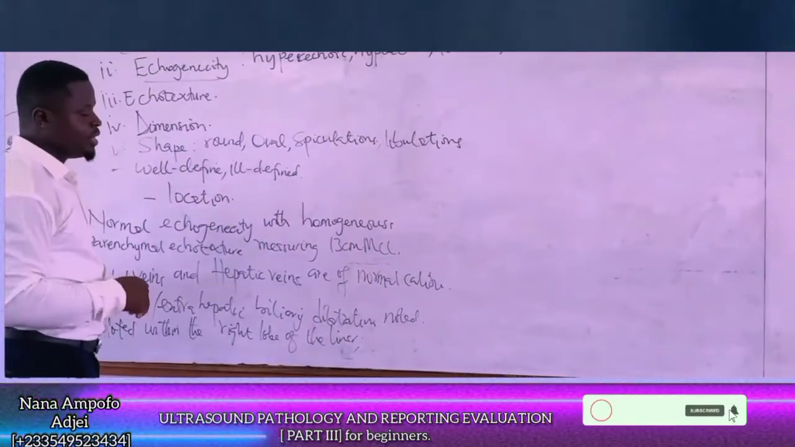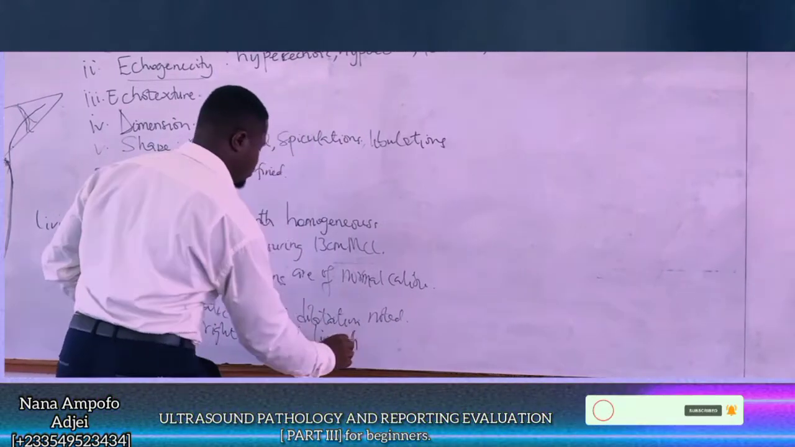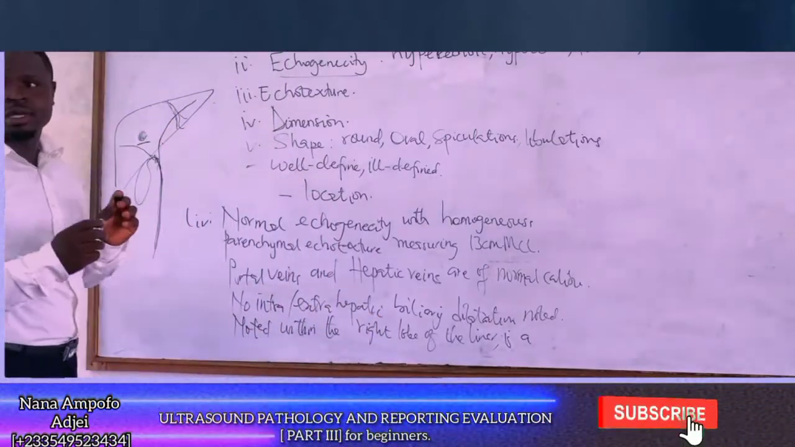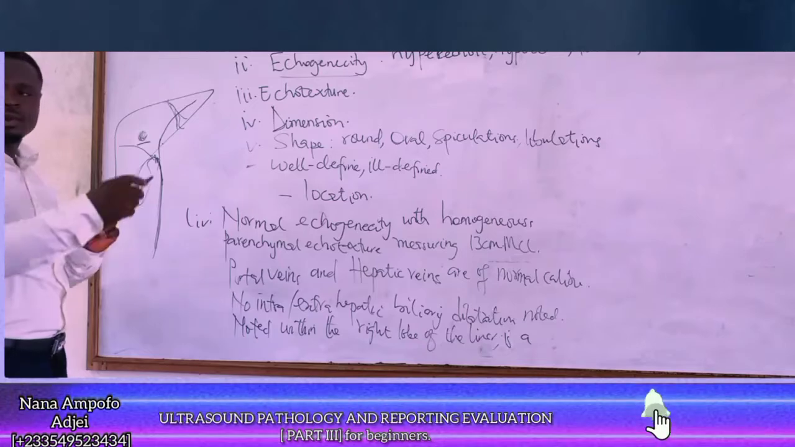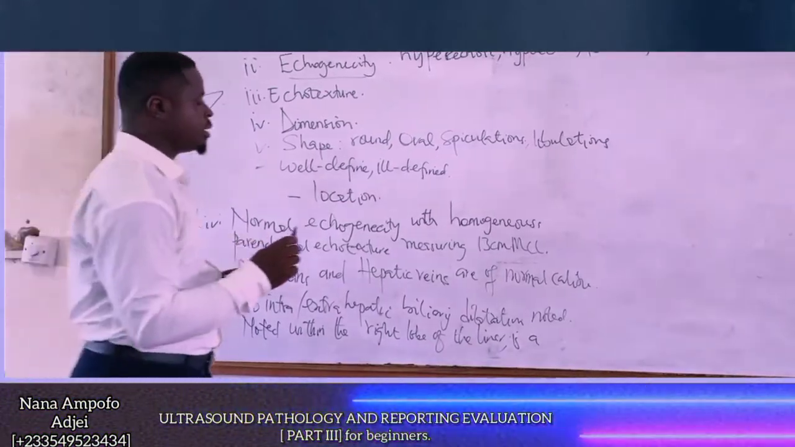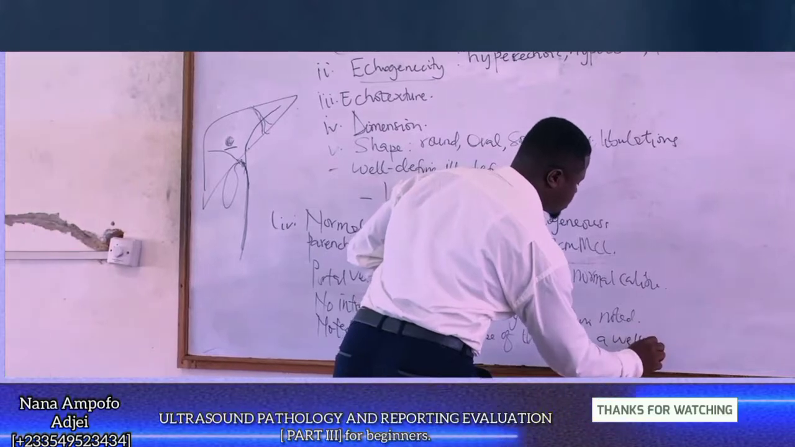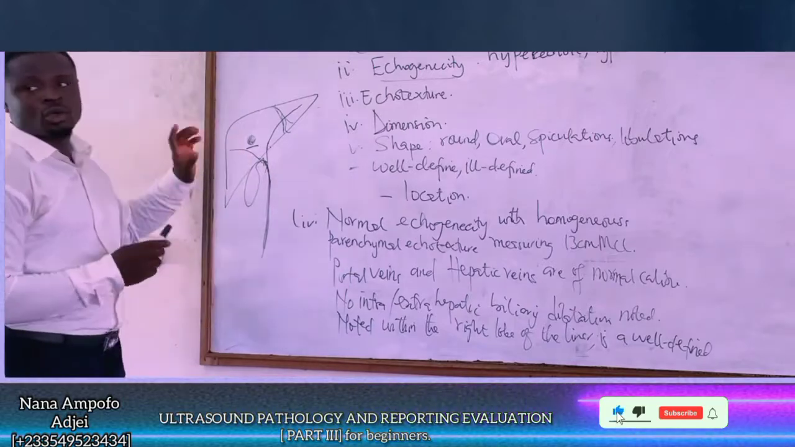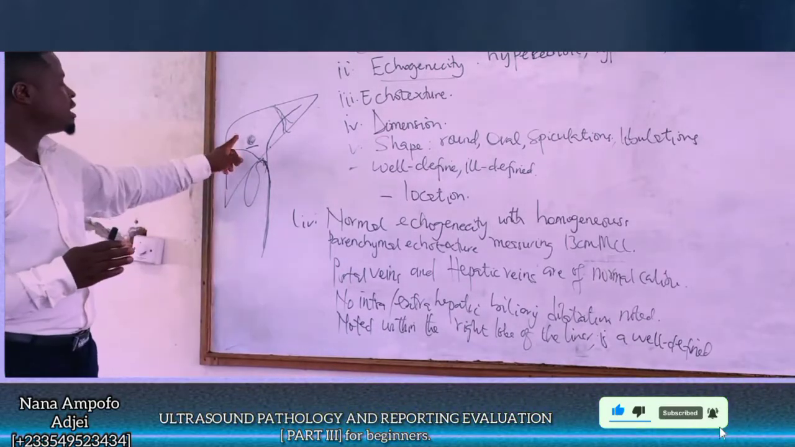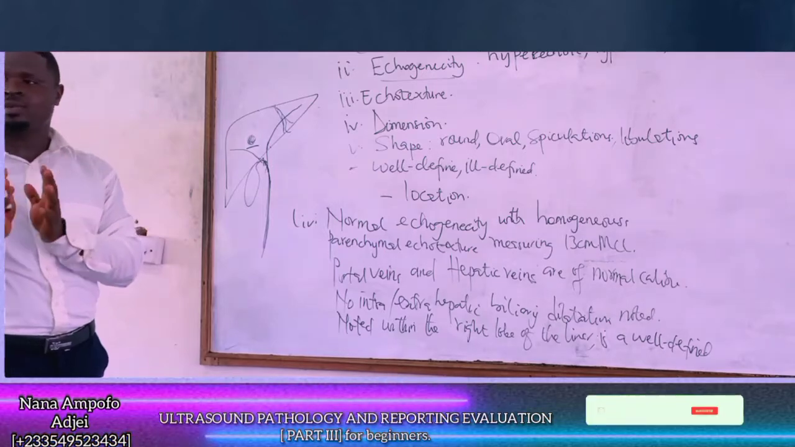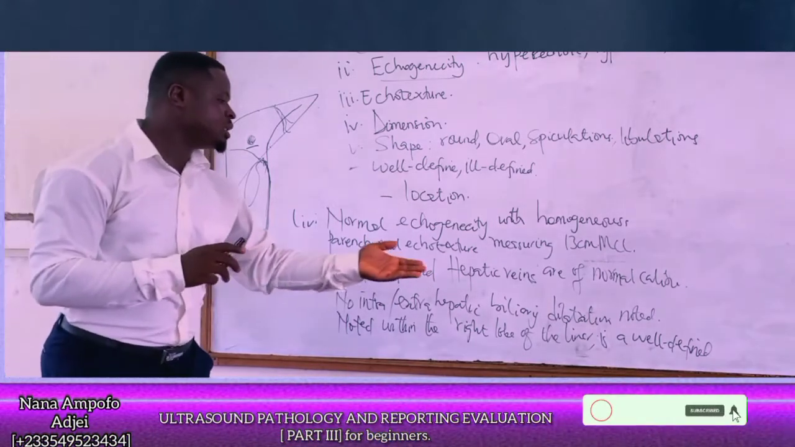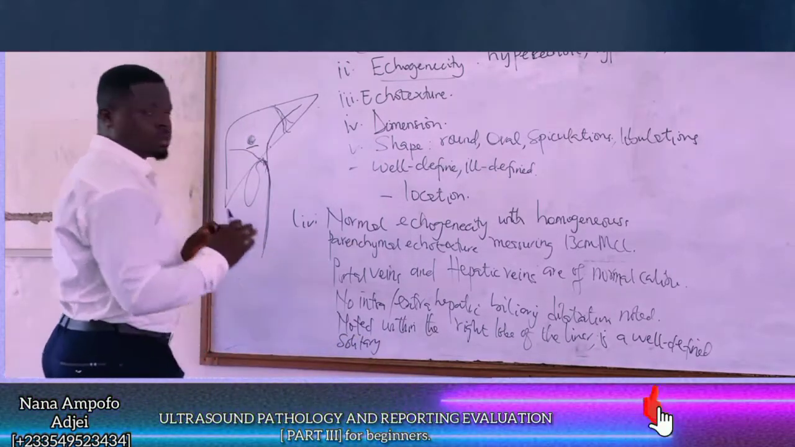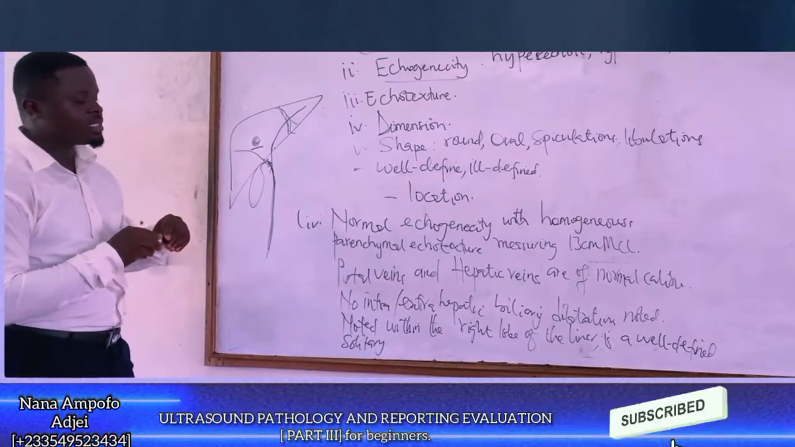So within the right lobe, there is what? Is it well defined or ill defined? It is well defined because we can see all the layers. Is it one or two? If it is one, we can state it is solitary, but if it is two, we can say multiple. So it is a well defined solitary lesion. It is one.